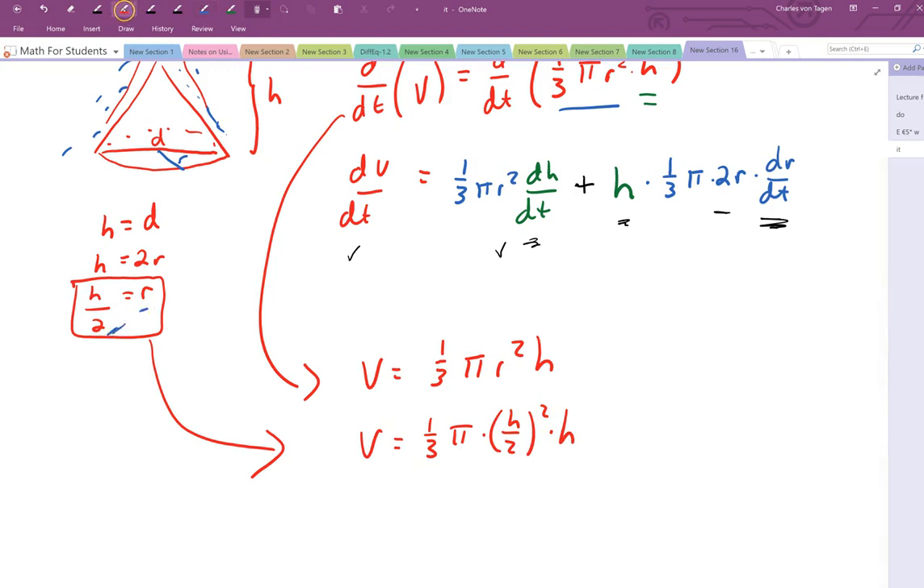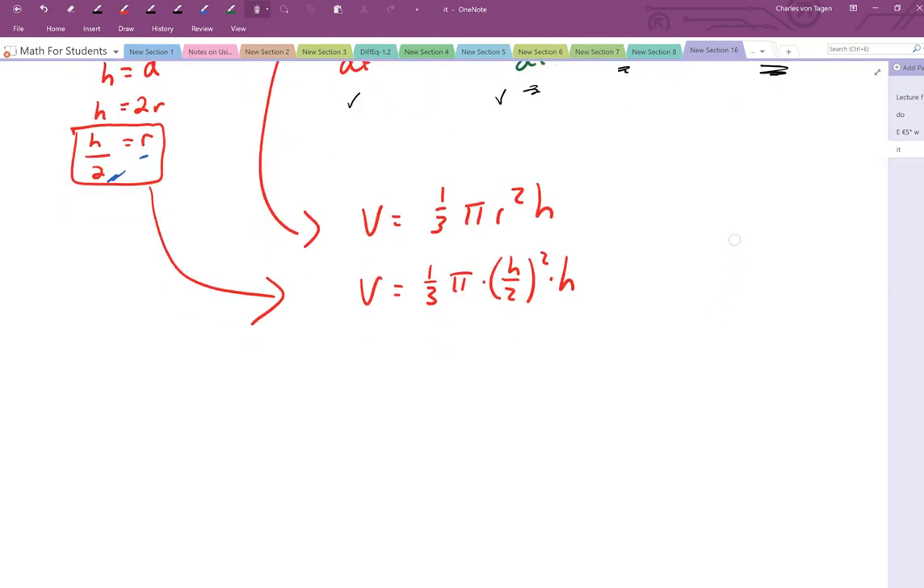So before we differentiate, let's clean that up a little bit. This would give us volume is equal to, 2 squared puts a 4 in the denominator, so that would be pi over 12 times h squared times h, so I get pi over 12 h cubed. So folks, if you got lost, just pause the video, expand that out, and see that we get down to this equation here.